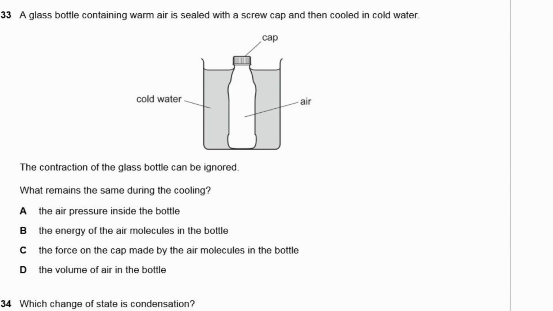There's a couple of issues here. So it's giving us information about the stuff inside the bottle. So what do we know? Well, it's getting colder. So we know that the air pressure inside the bottle is going down. So it's not staying the same. The energy of the air molecules in the bottle, well, they're also going down. As the temperature goes down, the average kinetic energy goes down. So the velocity of them goes down too.